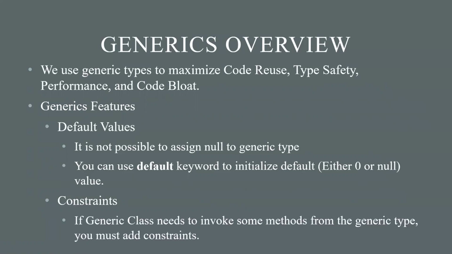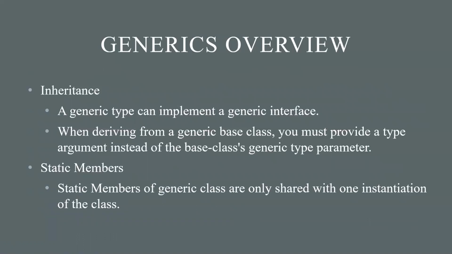Second is constraints. If a generic class needs to invoke some methods from the generic type, you must add constraints. Next is inheritance. A generic type can implement a generic interface only. When you are deriving from a generic base class, or a generic parent class, you must always provide a type argument instead of a base class generic type parameter.